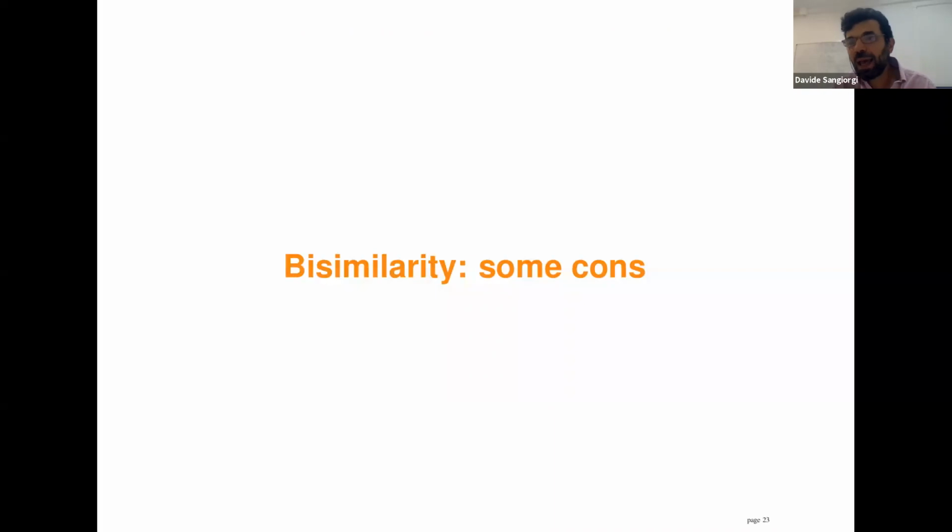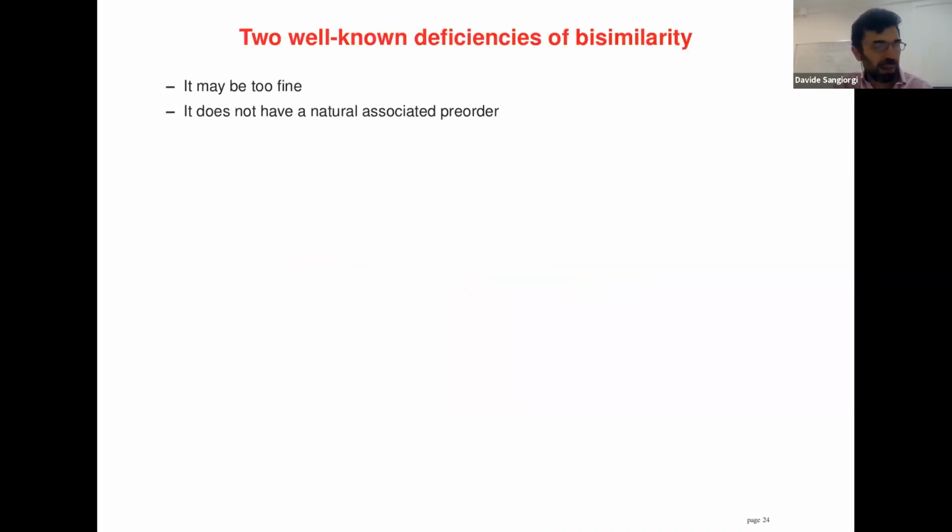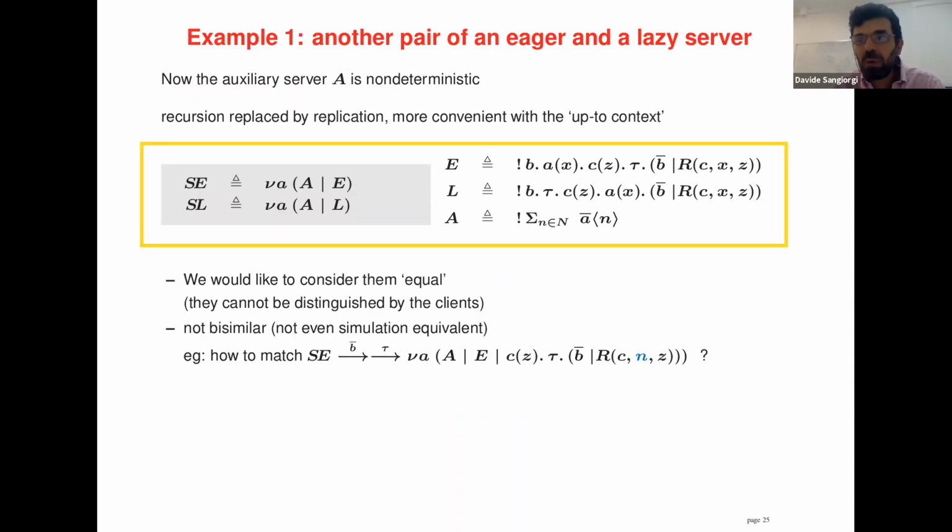So bisimilarity has this strength of the proof method, but however, it has also been criticized. For instance, two critics that have been put forward are that bisimilarity is sometimes too fine. Bisimilarity does not have a natural associated preorder. So it's not naturally the kernel of some preorder. Here is a couple of examples illustrating the point.